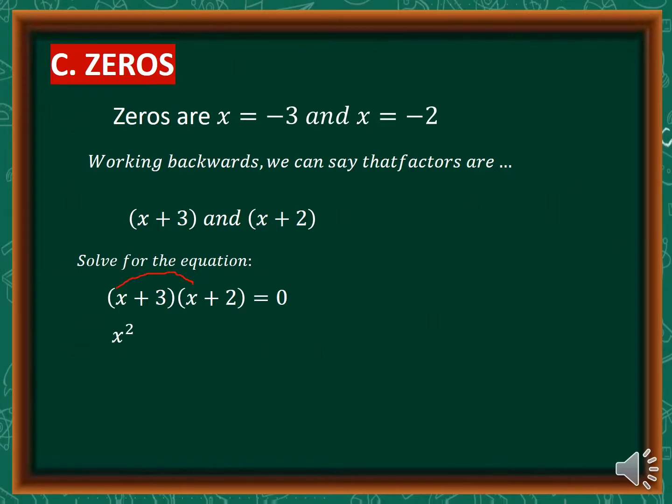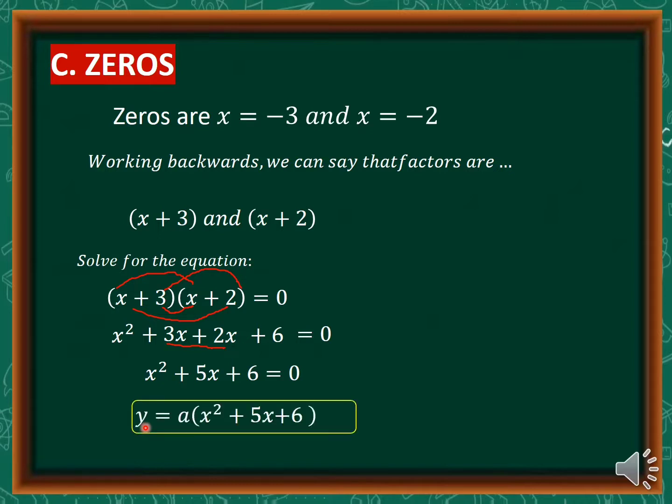And then 3 times x, we have positive 3x, and x times positive 2, we have positive 2x. 3 times 2, we have positive 6. And that is equal to 0. Next is combining like terms. Positive 3x plus 2x, we have positive 5x. So our quadratic equation is x squared plus 5x plus 6 is equal to 0. So therefore, our quadratic function is equal to y is equal to a times x squared plus 5x plus 6.